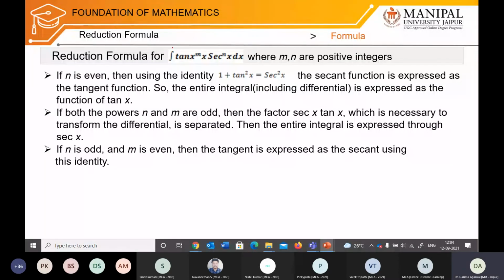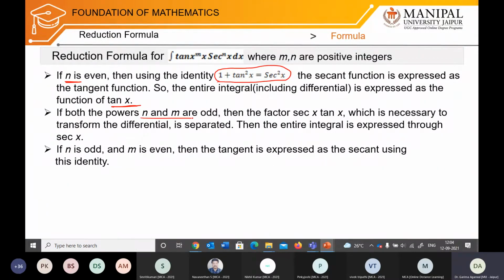Now if we want to integrate this type of term, tan raised to mx sec raised to nx dx, then what are the conditions? If n is even, we use the identity 1 plus tan square is sec square. The second function is expressed as the tangent function, so the entire integral is expressed as a function of tan x, and then we can integrate it.